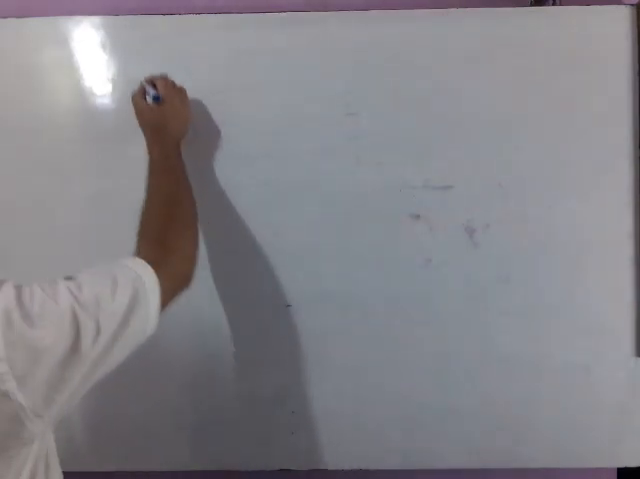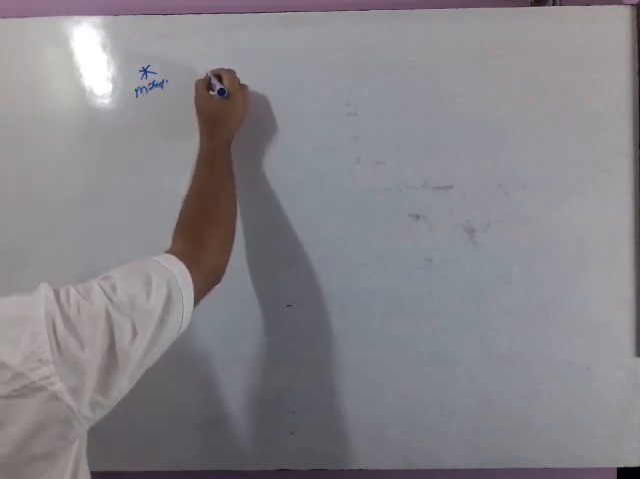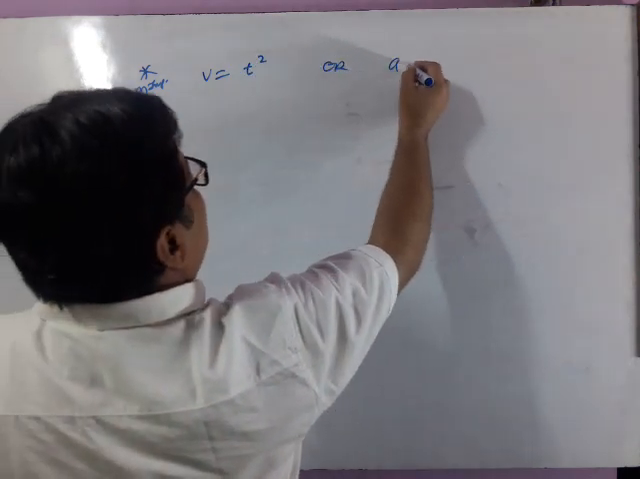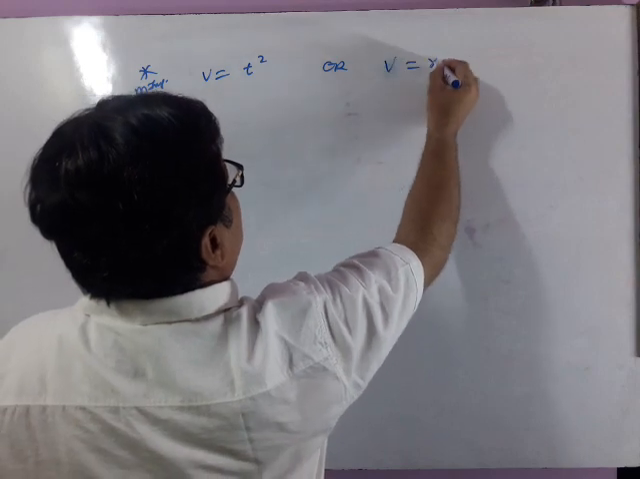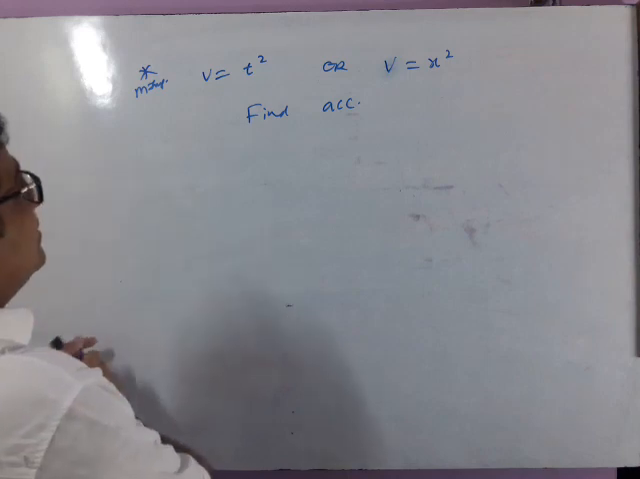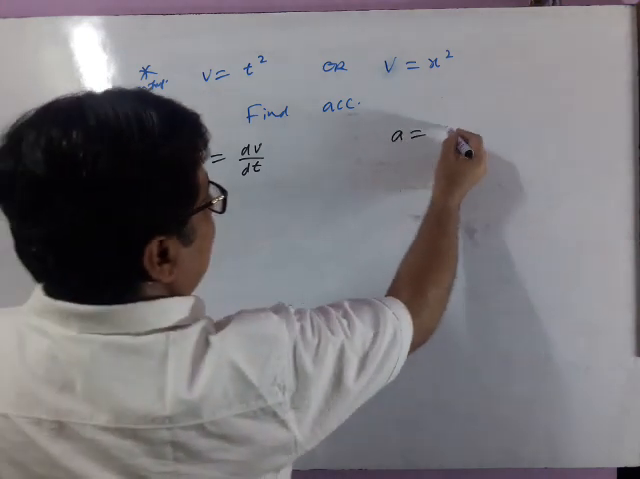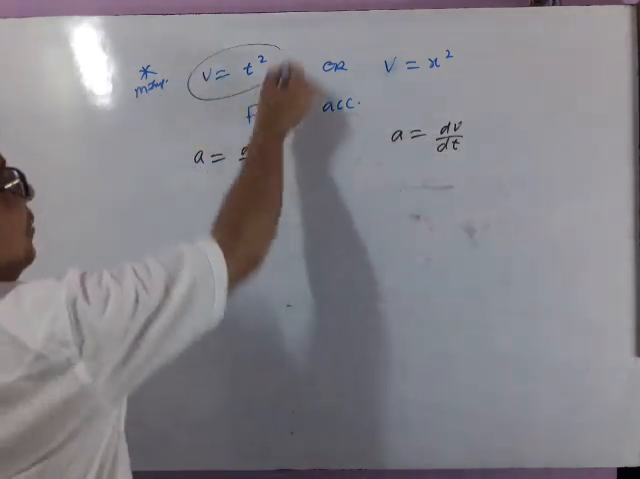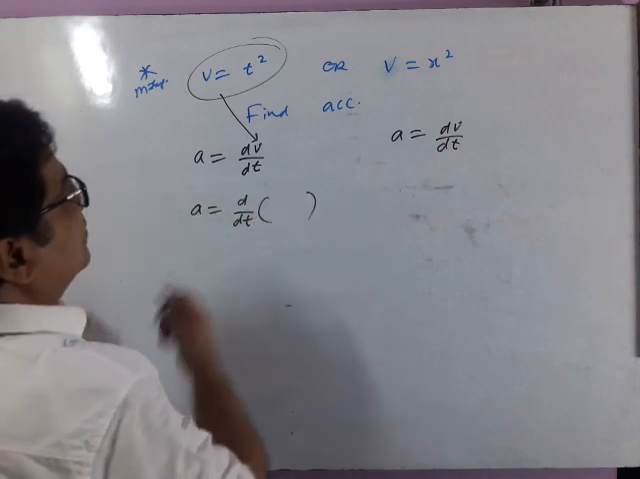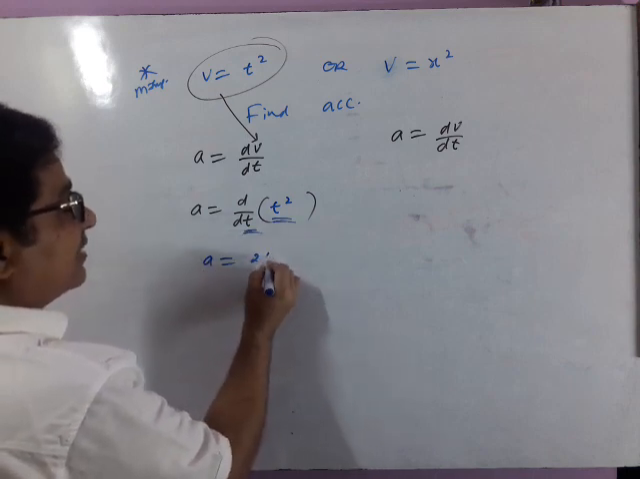See, if the question is this, this is again most important: velocity is t square, or velocity is x square. Now in both questions it says find acceleration. See, the first one is simple. Acceleration is dv by dt. Here velocity is given as a function of time, so there is no problem. Just input t square. Differentiation of t square with respect to t is 2t.